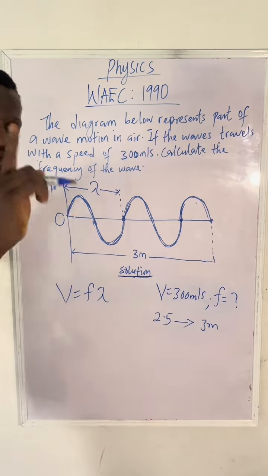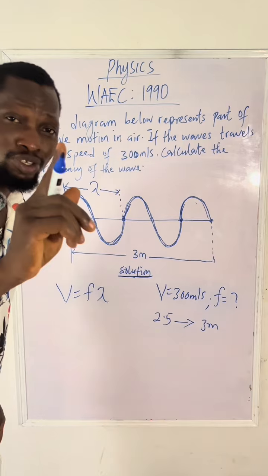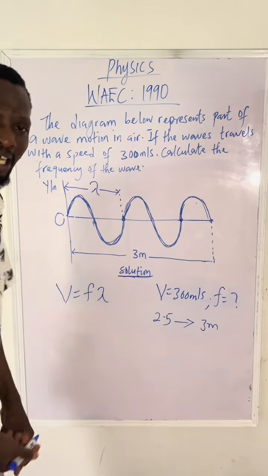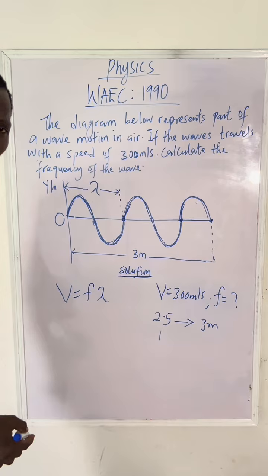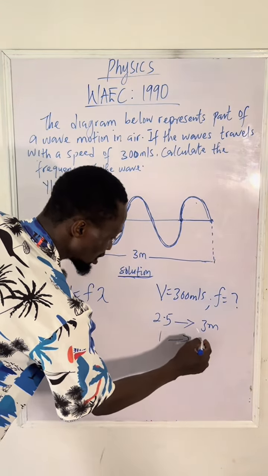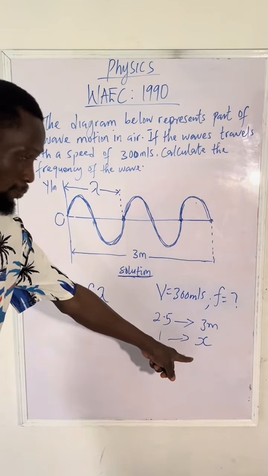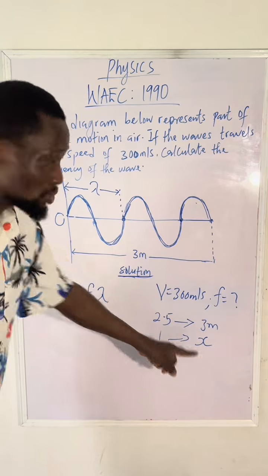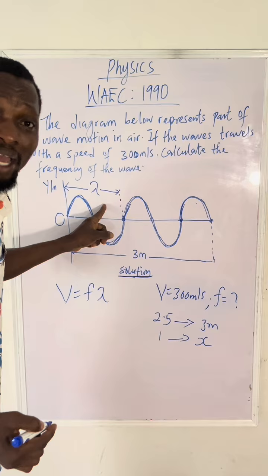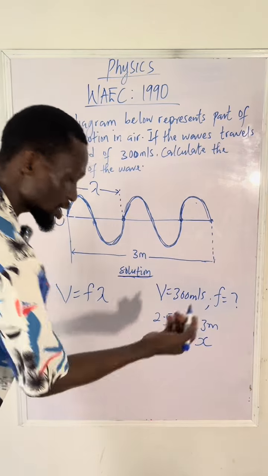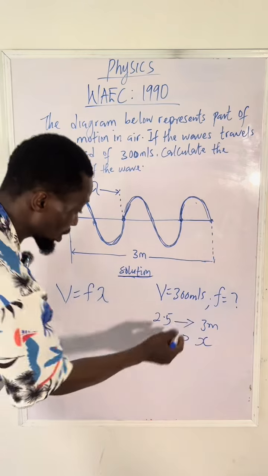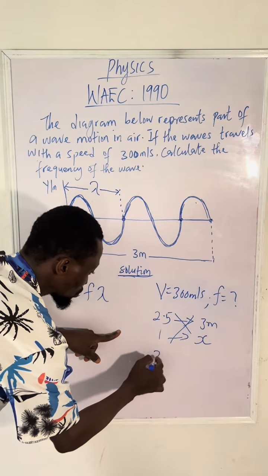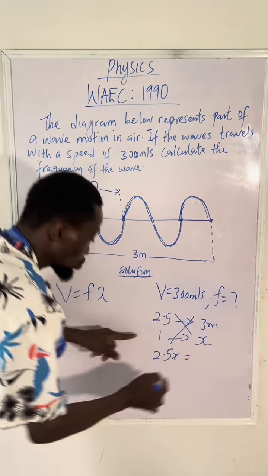But you should know that the wavelength we are looking for is just the distance in one cycle. So if 2.5 cycles is 3 meters, then one cycle will give us how many meters? We don't know. Let me put X there for now. The distance we get for X will be our wavelength. With this simple proportion, we can cross multiply. So X times 2.5, that is 2.5X, equals 1 times 3.